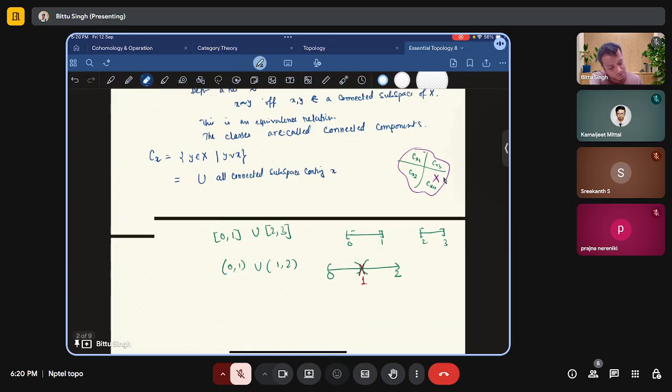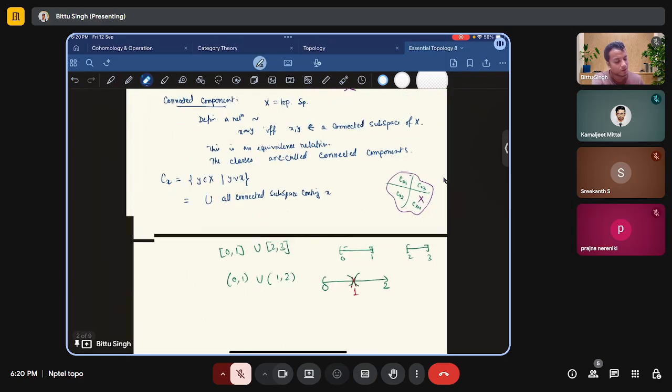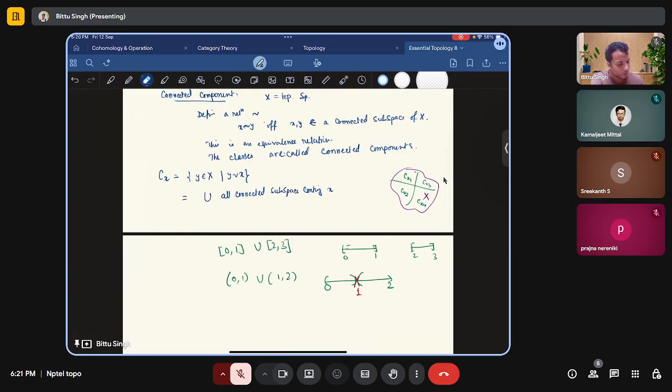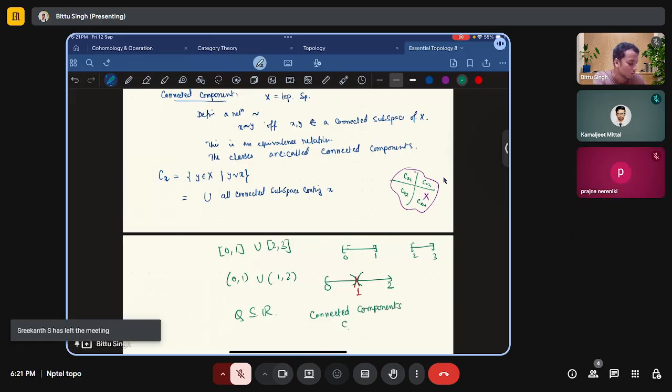Those are some examples. Now similarly, you can also consider Q as a subspace of R. So here, can you see what the connected components of Q are? In this case, the connected components are singleton sets. So C at the point q will be the singleton set {q} for all q belonging to Q.